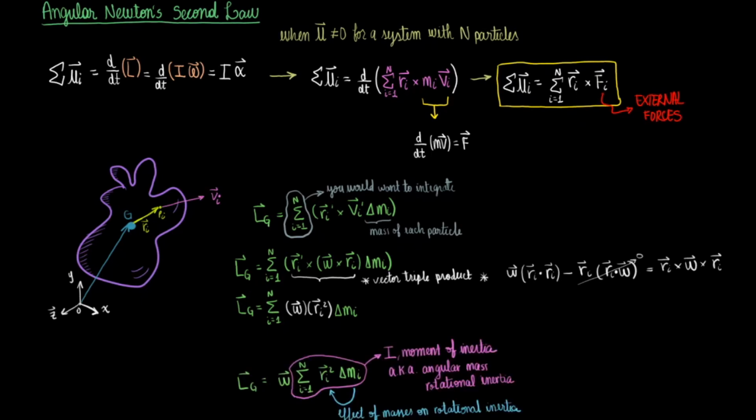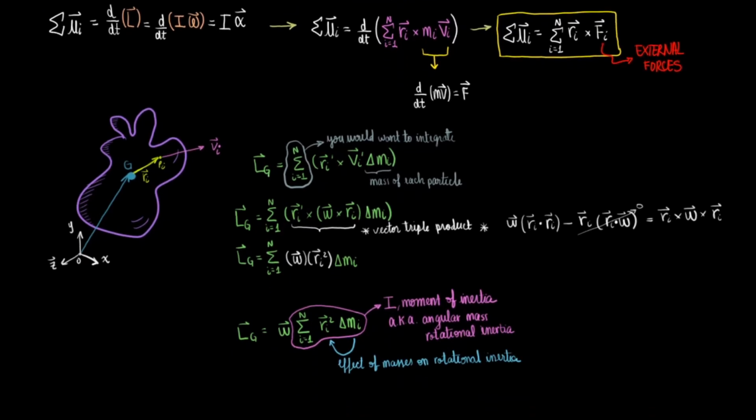Do you recognize this definition? That's the moment of inertia, or the angular mass, or the rotational inertia, wherever you want to call it. This means that we can write the angular momentum as the angular velocity times the moment of inertia. And this allowed us to move from one definition to the other.